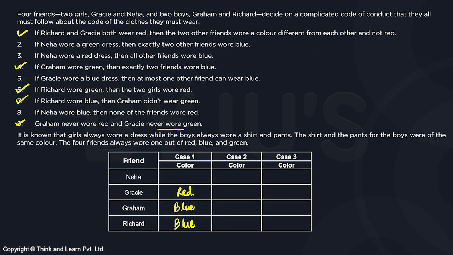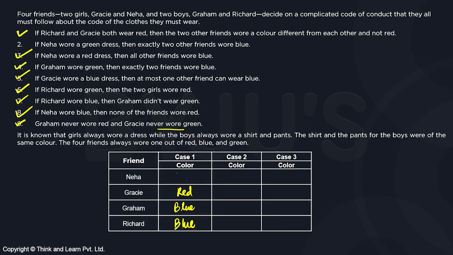What if Gracie wears red? So 5th is also done. Next, if Neha wore blue, then none of their friends wore red, but Gracie wears red. So 8th done, and Neha is not going to wear blue. If Neha wears a red dress, then all other friends wear blue. So Neha can't wear the red dress.